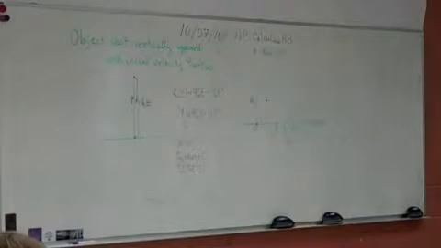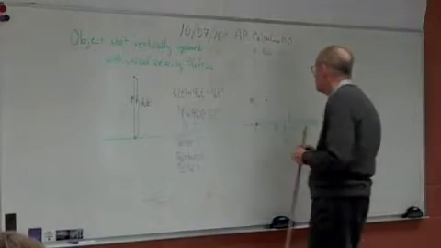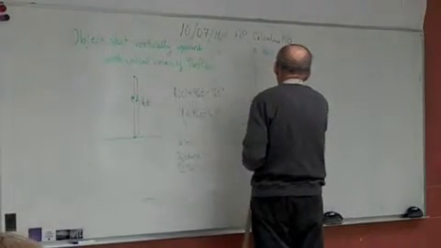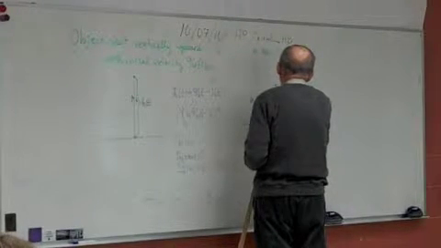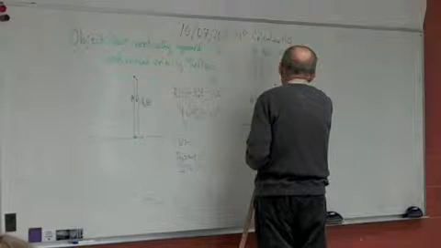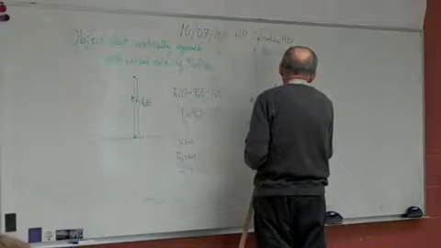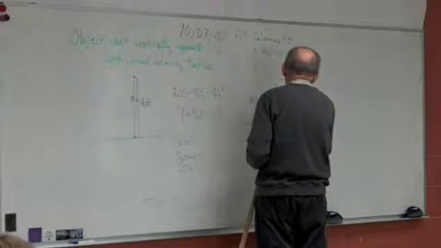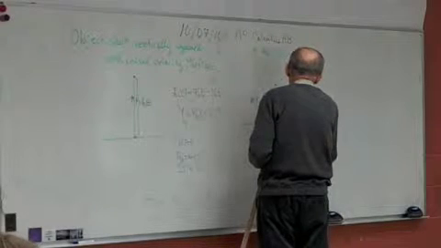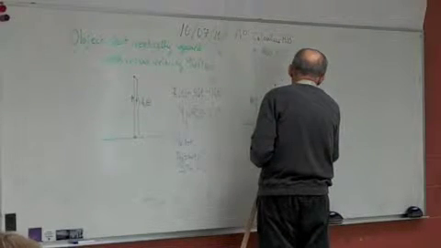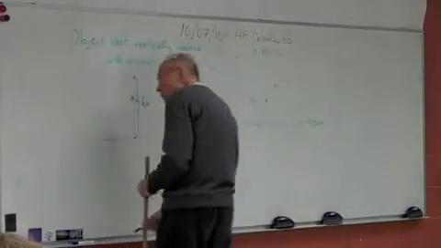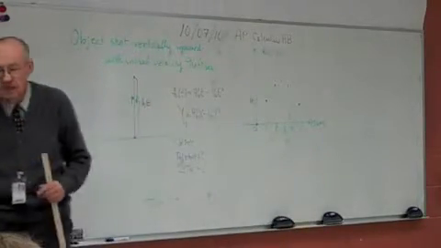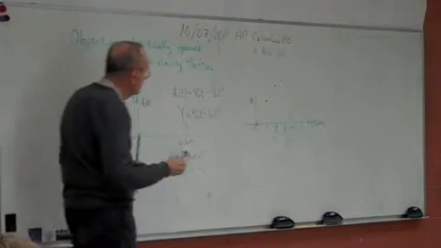So after 2 seconds, how high are you? 120. After 3 seconds? 144. After 4? 128. Same as after 2, right? After 5? 80. Same as after 1. What about after 6? 0. And that doesn't surprise you because you're mathematically smart, and I don't mean that as an insult, I mean it as a compliment.